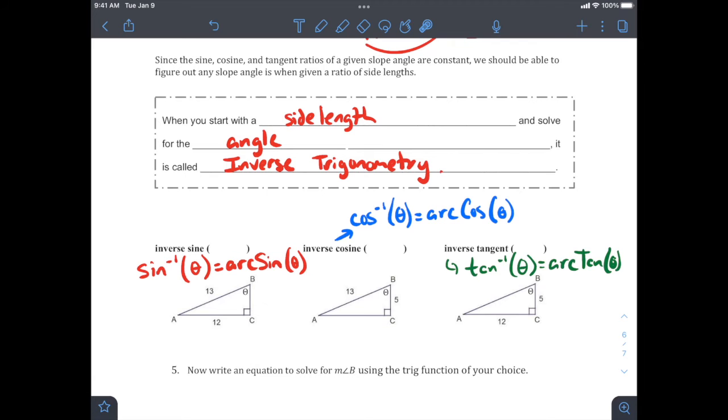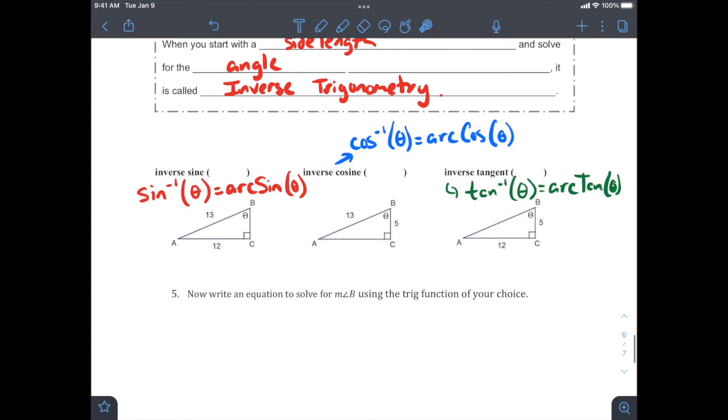We're going to talk about how they get used, but in general here, we can take a look and we can notice that in this particular triangle we have an angle and we've got one leg, which is 12. We've got a hypotenuse, which is 13. And for problem number 5, it says write an equation to solve for angle B using the trig function of your choice. Now, we could use any of the three of these triangles in order to find the angle. These are actually all three the exact same triangle.